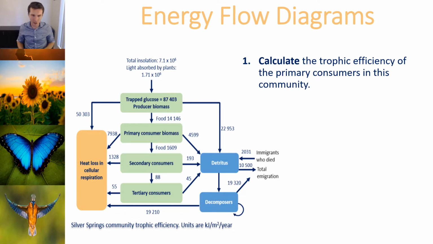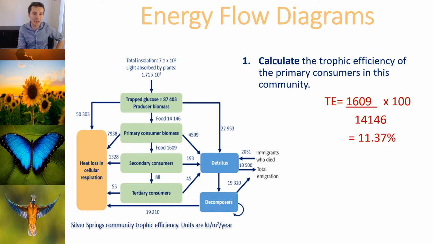Calculate the trophic efficiency of the primary consumers. Remembering the formula for this is the net production at that trophic level divided by the net production of the previous trophic level. So looking at our results here, we've got our net production of the primary consumers, which is 1,609 joules of energy, divided by the net production of the previous trophic level, which is this one here. Once you multiply by 100, you get 11.37.